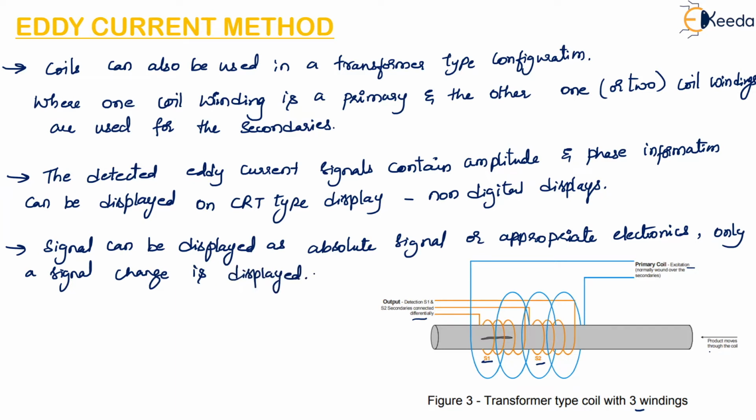So the best results from this testing are obtained only where only one product parameter is changing, that is presence of a crack. So if there is only one type of problem in the product, that is if there are any cracks present, such type of change in parameters is best displayed with the help of this eddy current method.